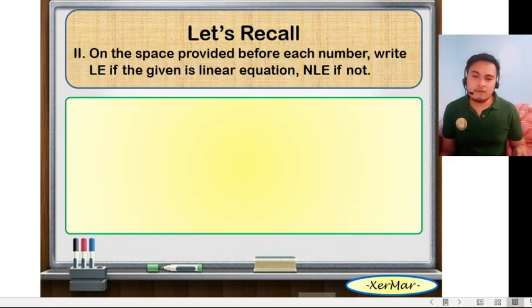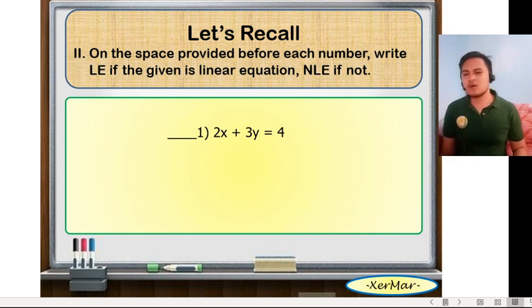On the space provided before each number, write LE if the given is linear equation and NLE if not. Okay, let us start with number 1. 2x plus 3y equals 4. So observe, in number 1, we have two variables, x and y. At ano-ano ba yung exponent nila? May nakita ba tayo o wala? Kapag wala tayong makita ang exponent ng variable, ibig sabihin, 1 ang exponent nun. So, the answer for number 1 is LE as linear equation. Next, number 2.